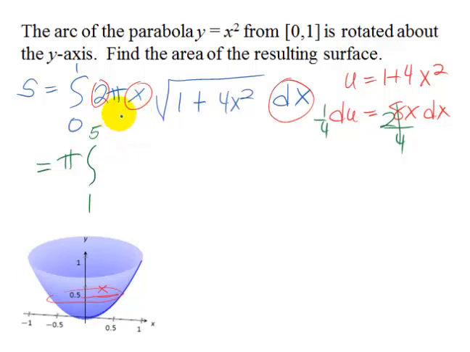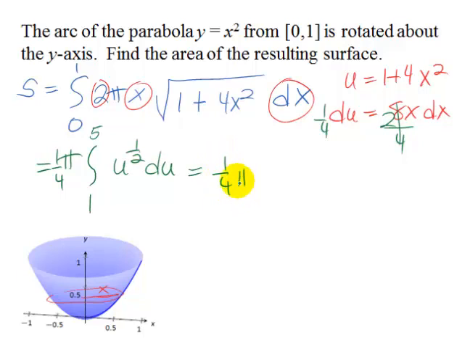And now we can replace our 2x dx with 1/4 du. We'll put the 1/4 here and the du here. And then we have the square root of u, so we're going to write that as u to the 1/2. So now we can go ahead and do that integration.